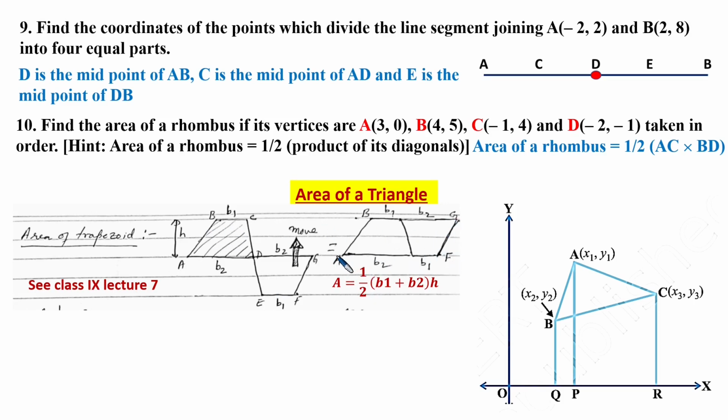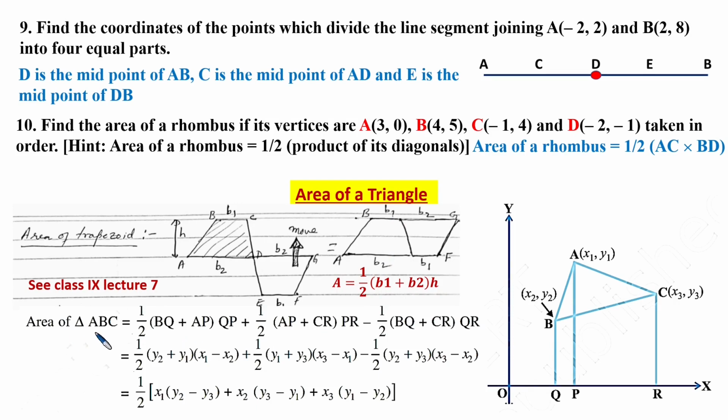So what is the area of a parallelogram? The length of the base times the height. The base length is B1 plus B2, so B1 plus B2 into height. Half of it will be the area of this one, because I have just flipped it. This is the area which is required. So the area is half of (B1 plus B2) into H.